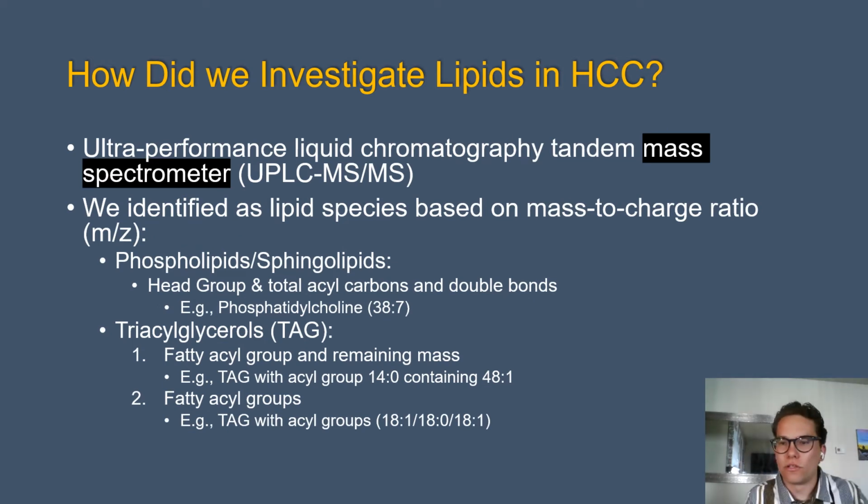And also, from tissue extraction, we use a mass spectrometer to quantify and identify these lipid species based on their mass to charge ratio. So we took phospholipids and identified them by head group, total acyl carbons and double bonds, and then triglycerols, with 2 fatty acyl groups and some remaining mass that would form the triglycerol, and 3 fatty acyl groups that would create a triglycerol, such as the structure that I showed.